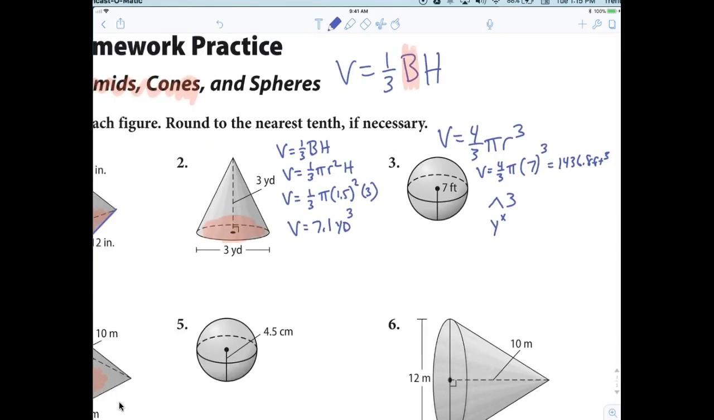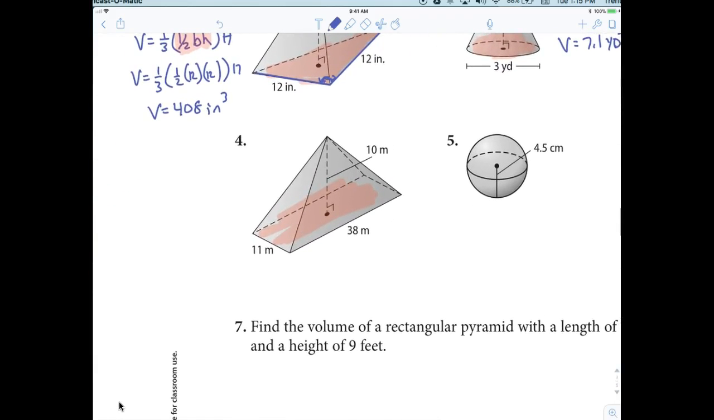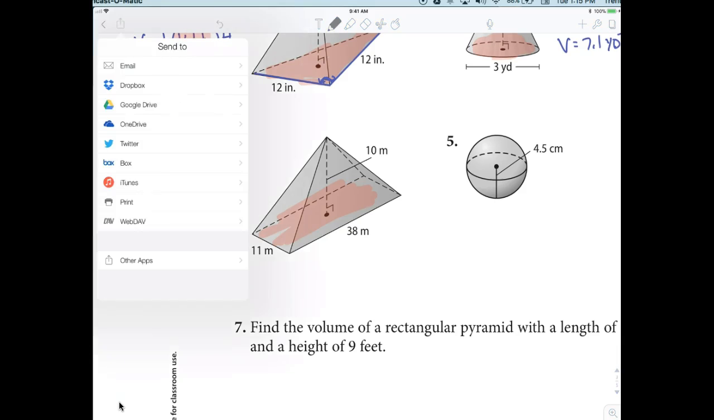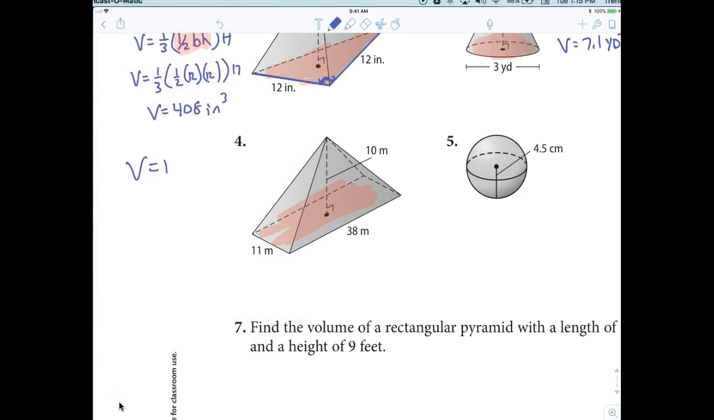Let's check out number 4. Uh-oh, number 4 is different because the base is a rectangle. So come on, join me. V equals, oh man, I did it again. 1/3 times the area of the base times the height.